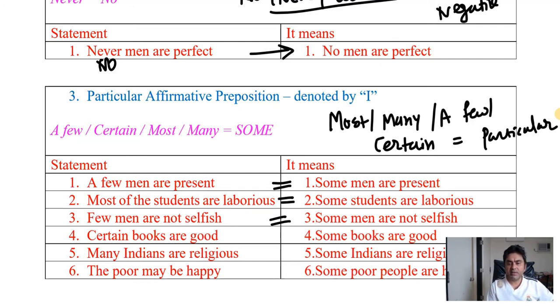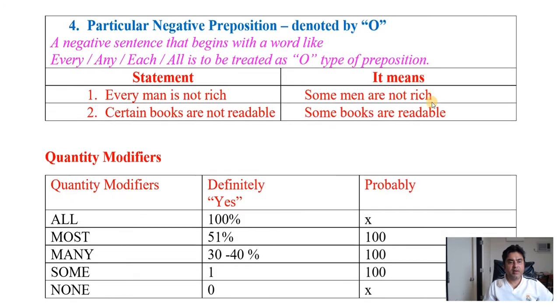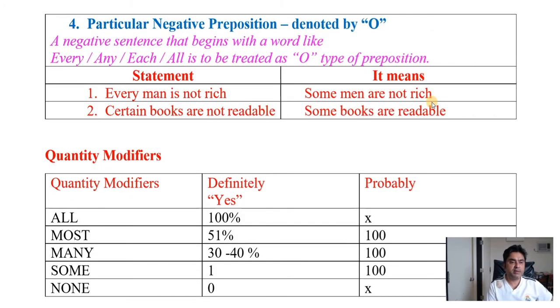Now, particularly negative proposition: in every, any, each, all is to be treated as O. So every man is not rich means some man is not rich. Certain books are not readable means some books are not readable. Now let's say first affirmative and negative that we discussed.